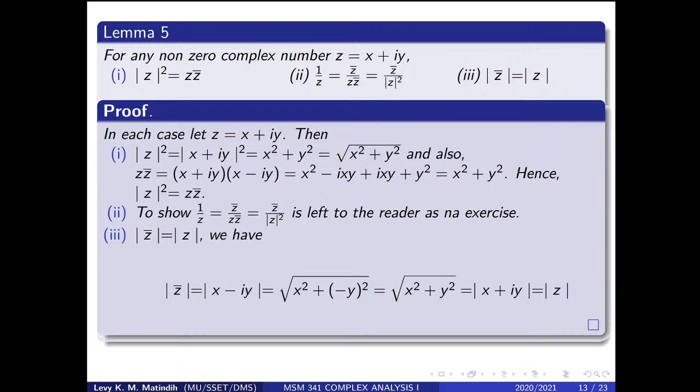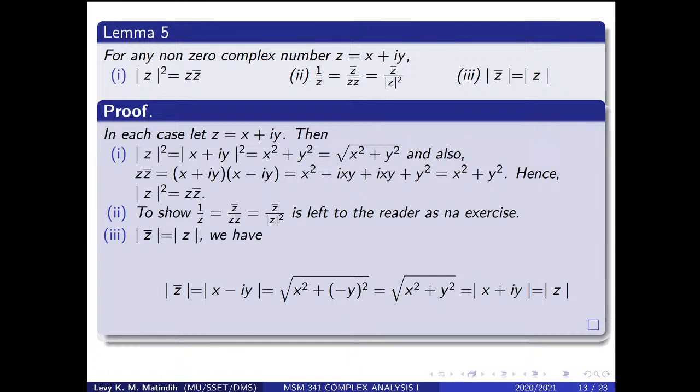The proof is given here. So if we let Z be equal to x plus iy, then the first scenario is the square of the modulus of Z, which is equal to the square of the modulus of x plus iy.